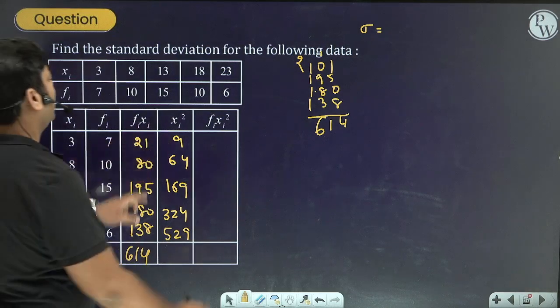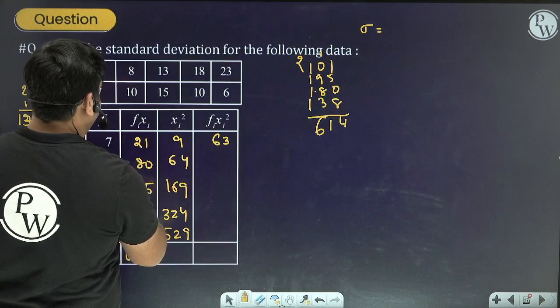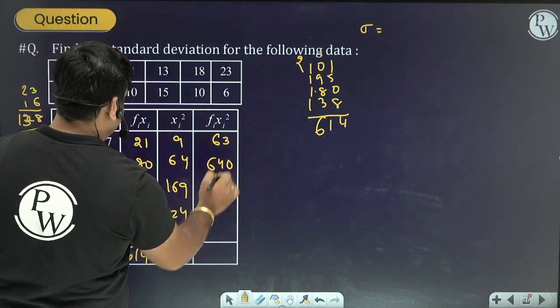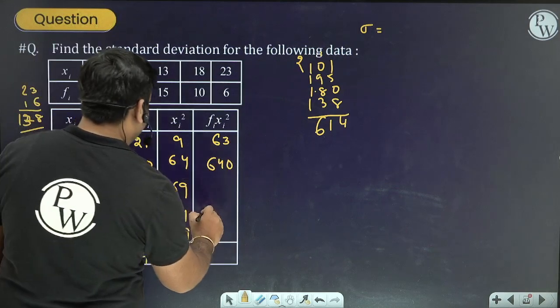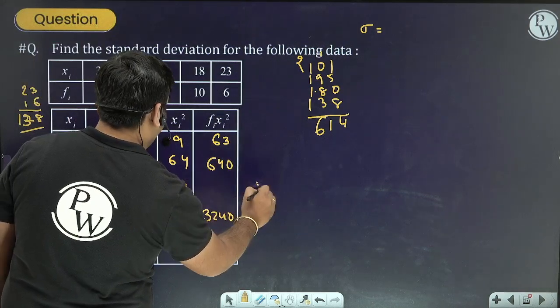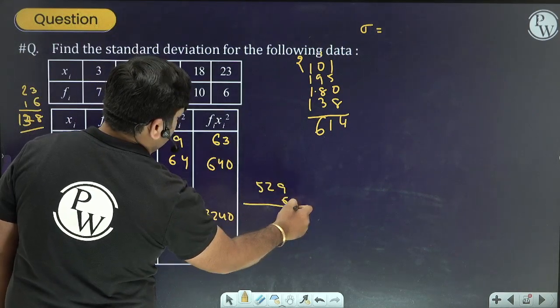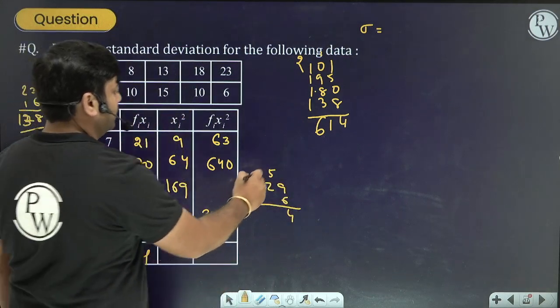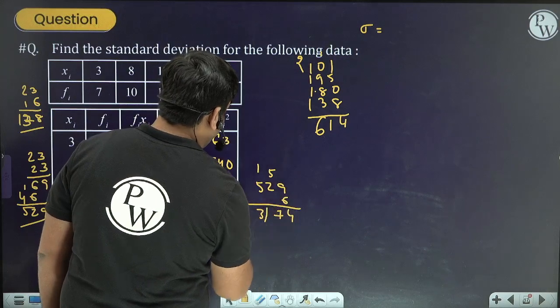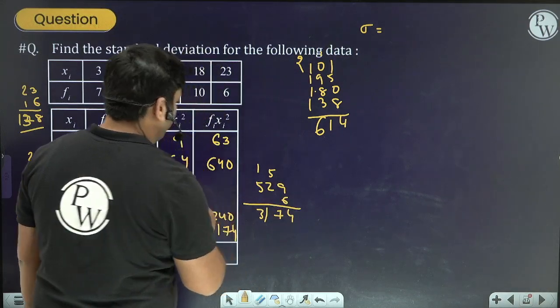Fi into xi square. So 10 into 64, 640. Easy. 169, 15. We need to calculate that. 324. This is 3240. 529, 6. 9 is 54, 6 is 12, 12 plus 5 is 17, 6 is 5 is 30, 31, that becomes 3174, right?